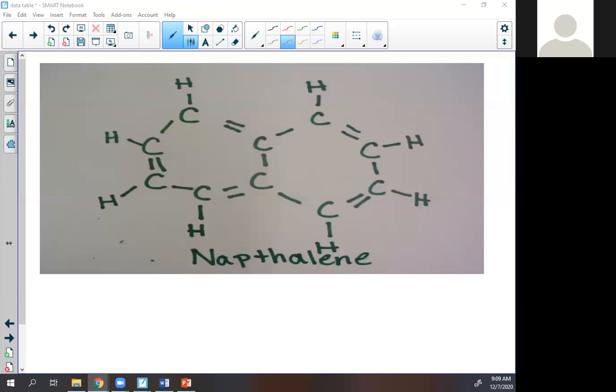All right. So that's naphthalene. It is a nonpolar substance that is solid at room temperature, which is actually pretty rare. Most nonpolar substances are gases or liquids at room temperature. Uh-oh, I got that upside down.